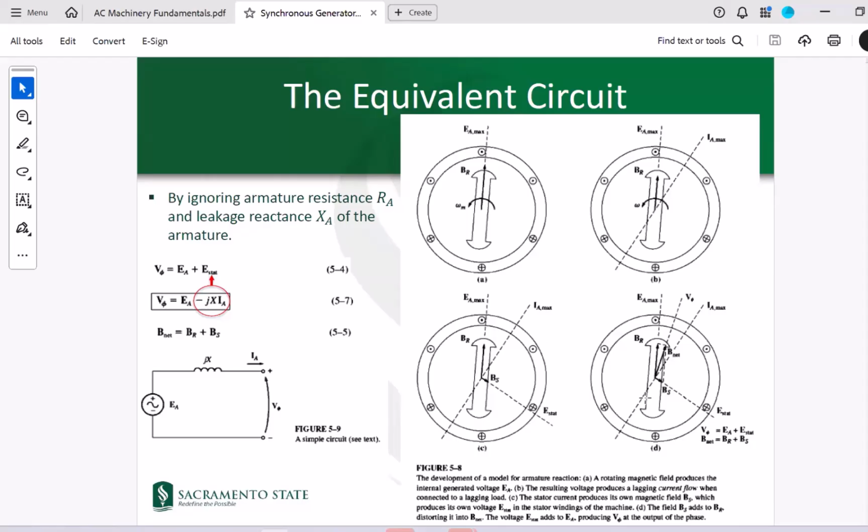So your armature winding has a resistance, right? That resistance is Ra. It will also have a reactive component, some X, which we call X leakage. Okay, this is extra. This is something else. This is not the same as JX. This JX is because of the difference between BR and B net. But there is another component of reactance that is just a regular leakage reactance of the machine.